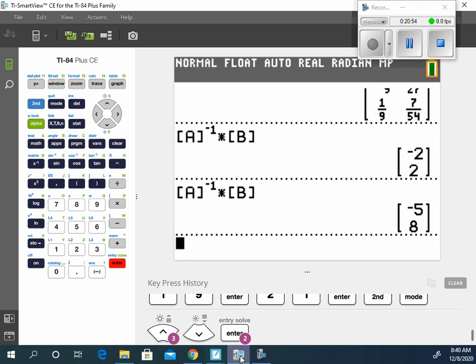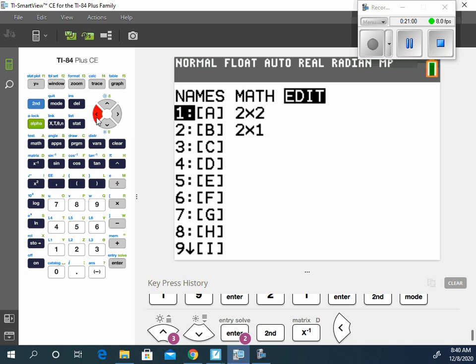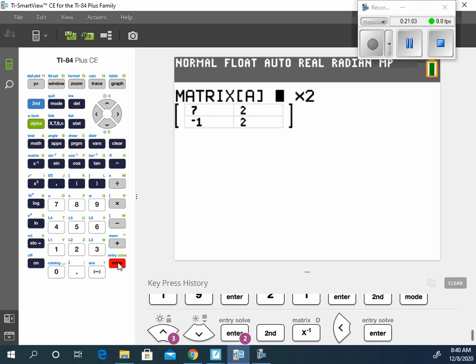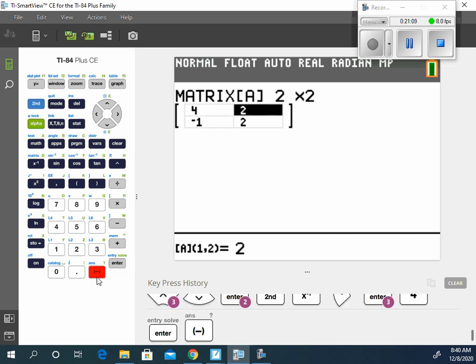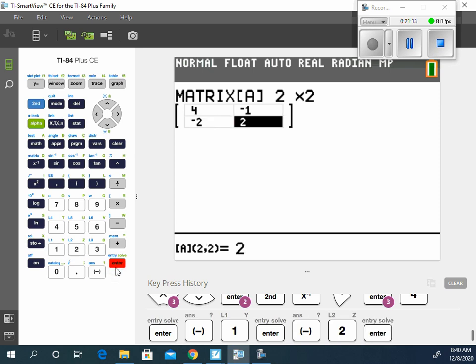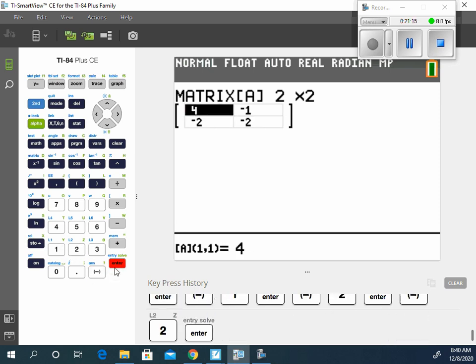So I'll pull the calculator up and I'm going to put both of those matrices in. So we go second matrix and over and edit matrix A, which is our 2 by 2. And this one here is going to be 4, negative 1, negative 2, and negative 2. So we input matrix A in.